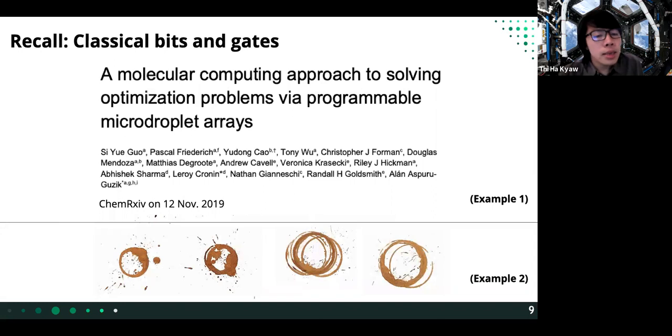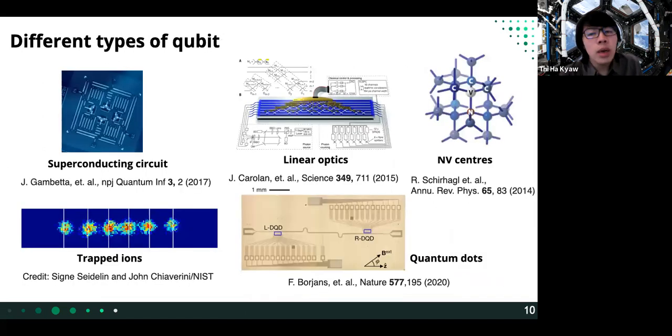Let me try to recall. In my previous talk, I mentioned different ways to define your classical bits. Classical 0 and 1 can be defined by molecular droplets, or in this case a coffee stain, where the intensity of the stain defines 0 and 1 of your classical bit. In the quantum regime, we also have different ways to define your qubits. Here, as you can see, we have superconducting circuits, linear optics, nitrogen vacancy centers, trapped ions, and quantum dots, to realize gate-based or measurement-based quantum computation.